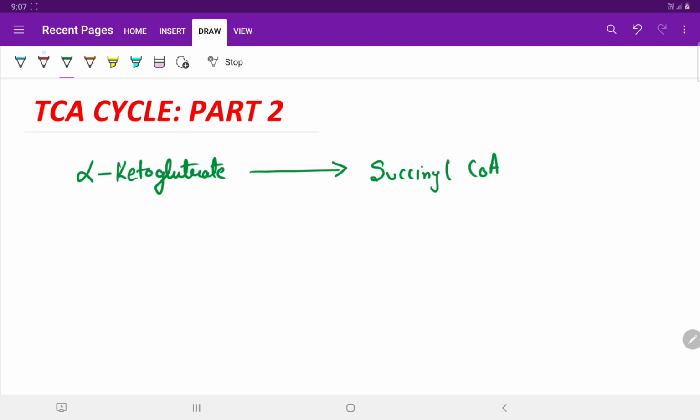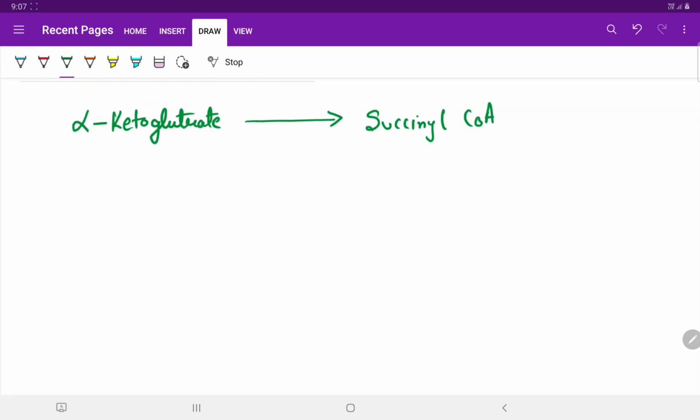So now first of all let us draw the structure of alpha ketoglutarate. All of you must draw the structure along with me so that you can learn how these structures are being changed and what are the various byproducts that are formed. So this is the structure for alpha ketoglutarate.